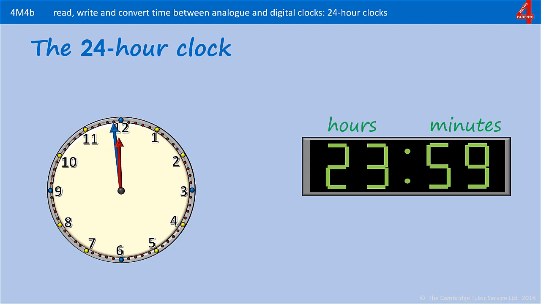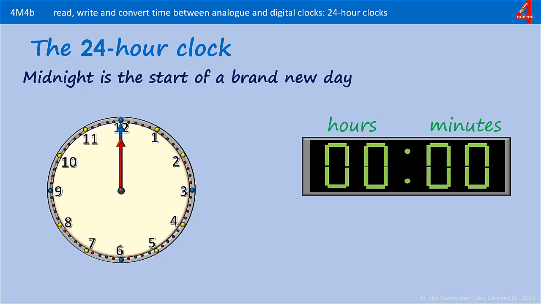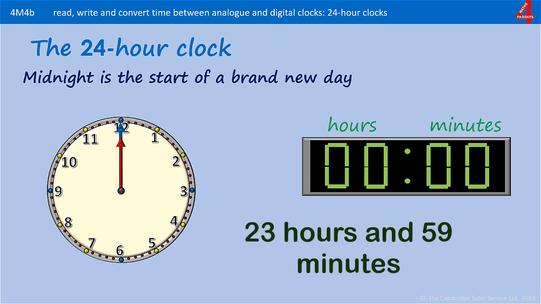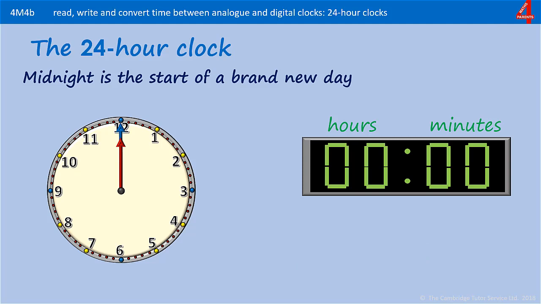23:59, that's 1 minute until midnight. And remember that midnight is the start of a brand new day, so we have no hours and no minutes. A very common mistake here is for children to think that because it's 24 hours since midnight the day before, it must be 24 hours on the clock. The 24-hour clock goes up to 23 hours and 59 minutes. It doesn't show 24 hours because midnight is no hours and no minutes. It's a brand new day.